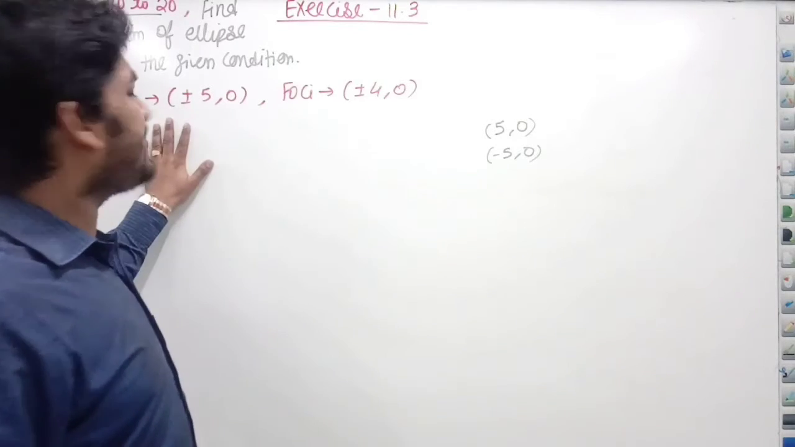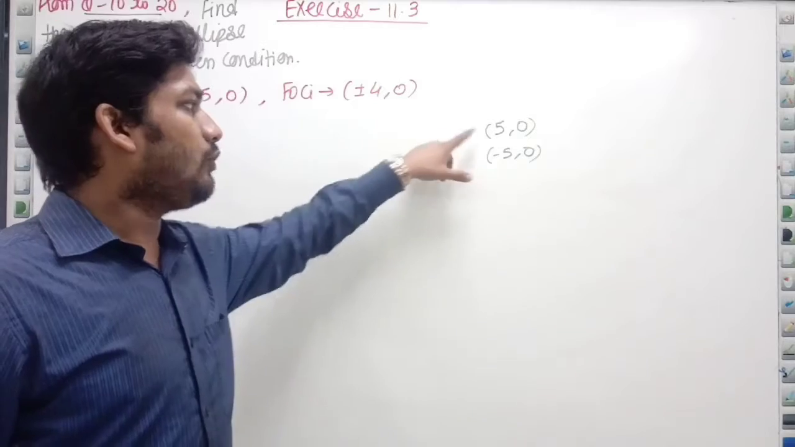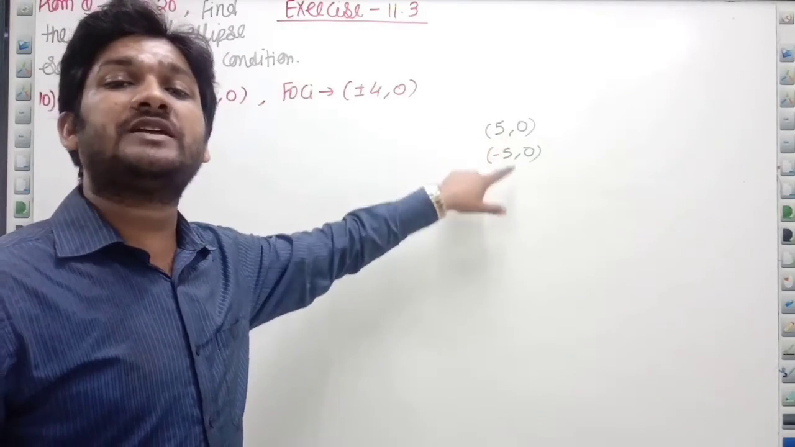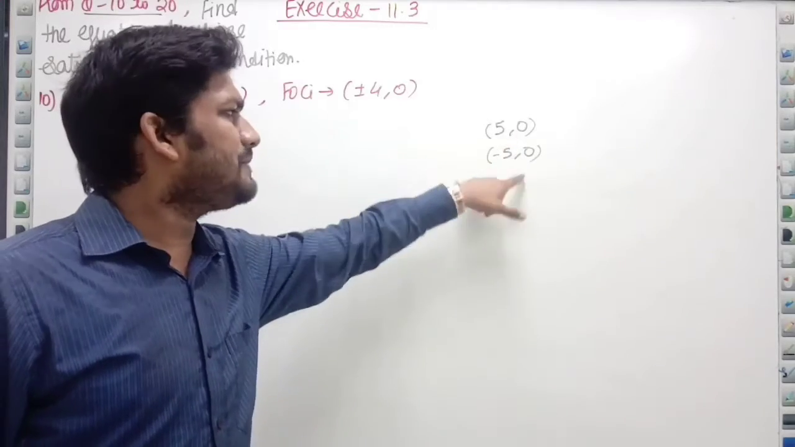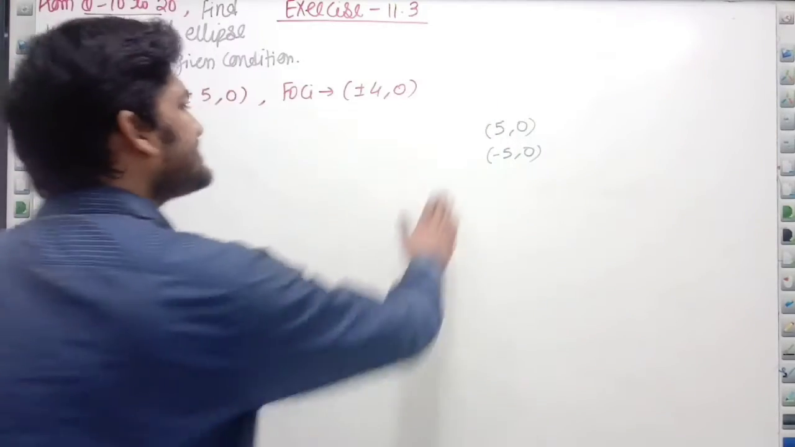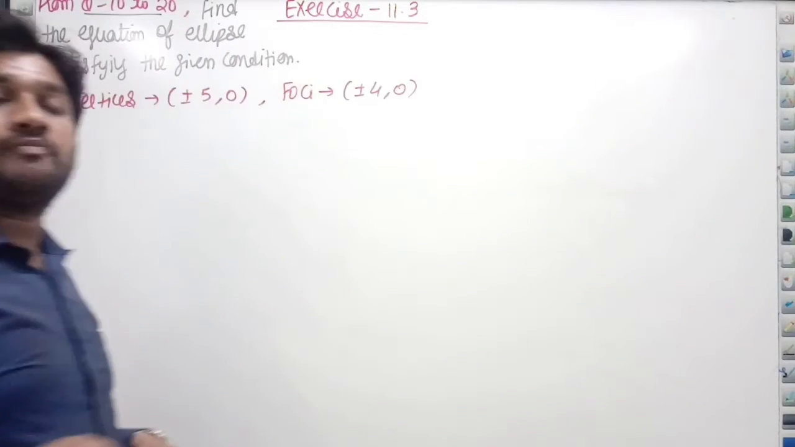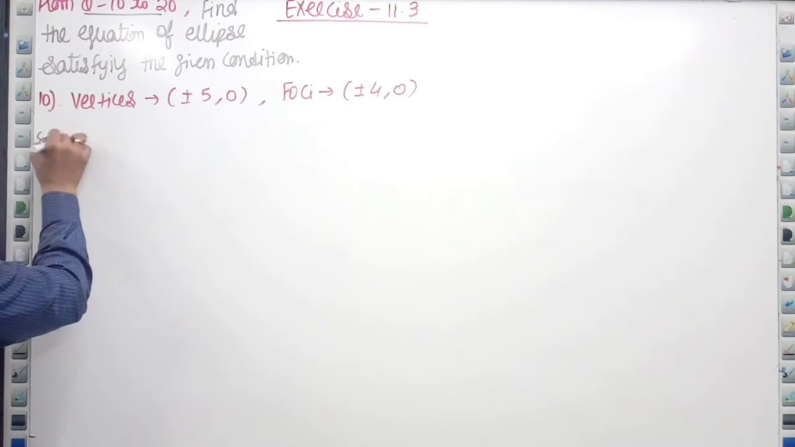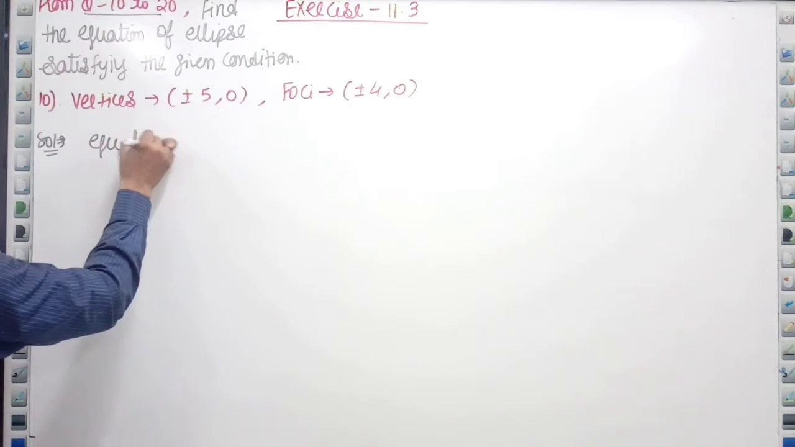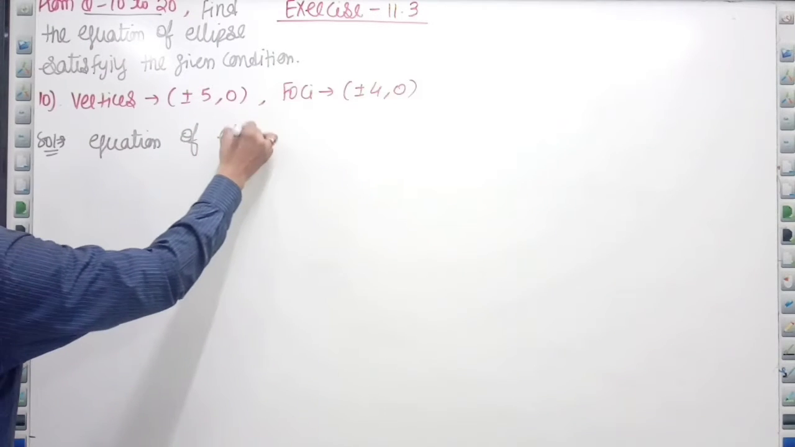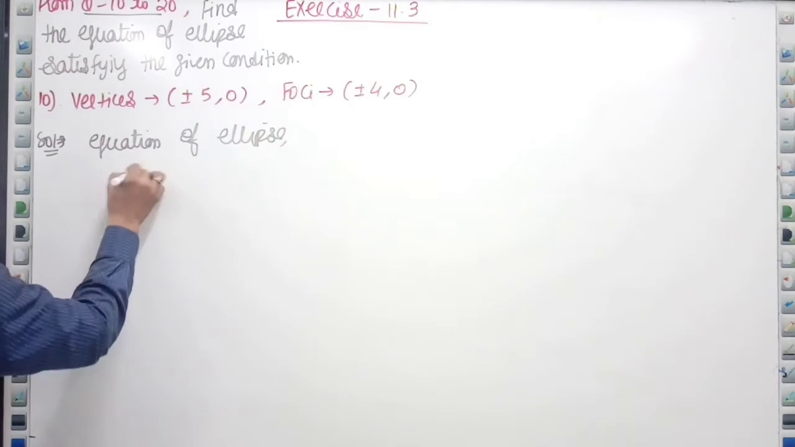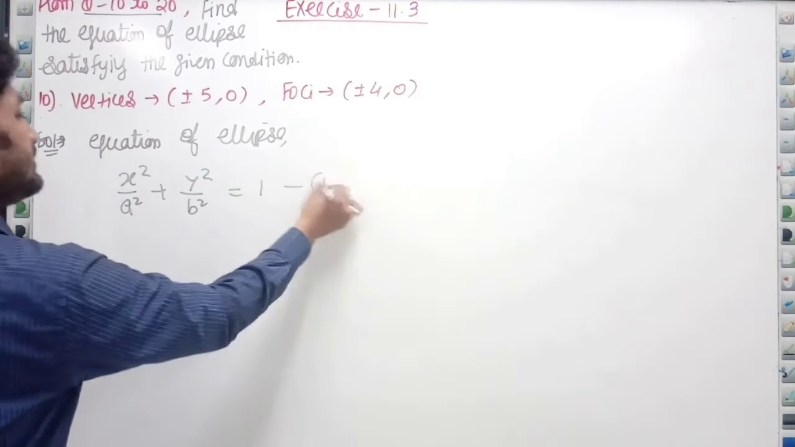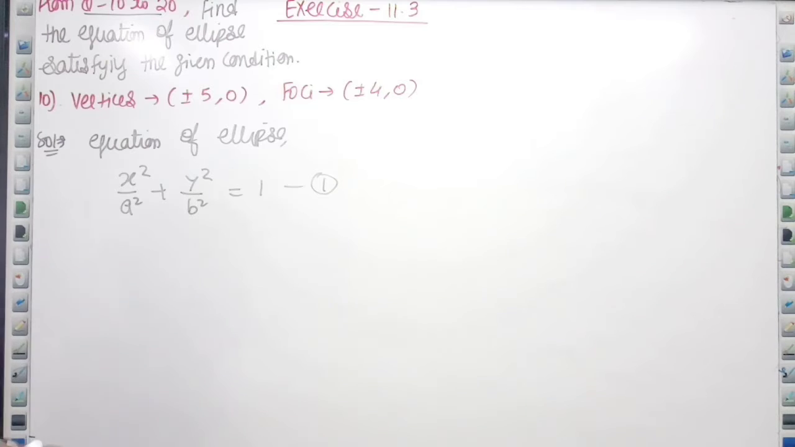The center should be 0, 0. Center is the midpoint of vertices, and you can say midpoint of foci. What is the midpoint of these two? Midpoint formula: x1 plus x2 by 2, plus 5 plus minus 5 by 2 is 0, and 0 plus 0 by 2 is 0. So in NCERT we have all questions in which center is 0. So we'll be having the equation of ellipse x square by a square plus y square by b square equal to 1. This will be the equation of ellipse in all the questions.